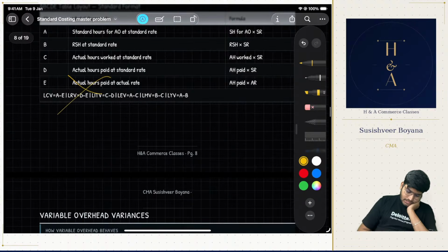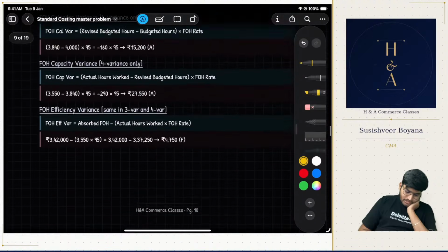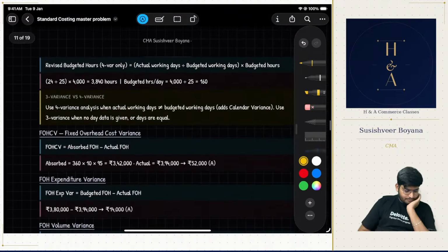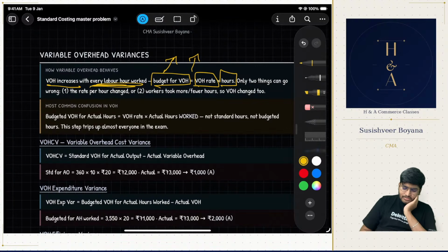Again, let's ignore the table. Now all we have is variable overheads and fixed overheads, and we are good to go. Okay, variable overheads. Understand something: variable overheads are based on the number of hours worked or the number of units, it changes, right? As it is variable, it increases with every labor hour worked. Budget for variable overhead equals the rate of variable overhead into the hours.